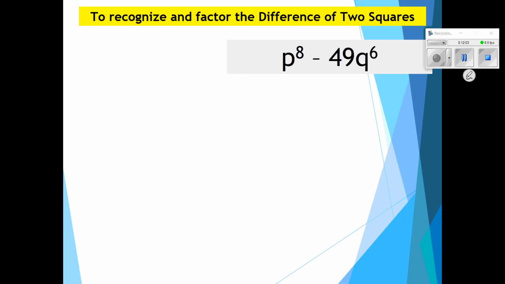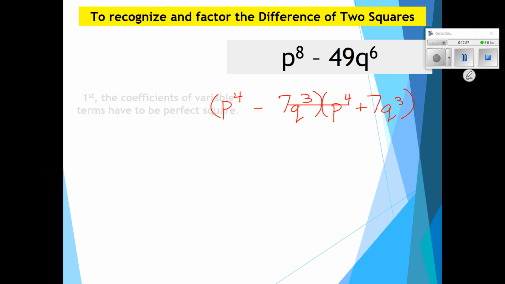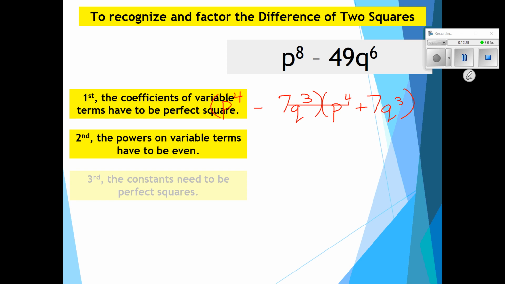If you look up here quickly, are both of these perfect squares? Is it the difference of two perfect squares? Well, p to the 8th would be p to the 4th. 49 would be 7, and q to the 6th would be q to the 3rd. Everything's a perfect square, so we write it one time with a subtraction sign, one time with a positive sign, and it checks. And I do not know why my PowerPoint keeps putting that line, but it's being weird.